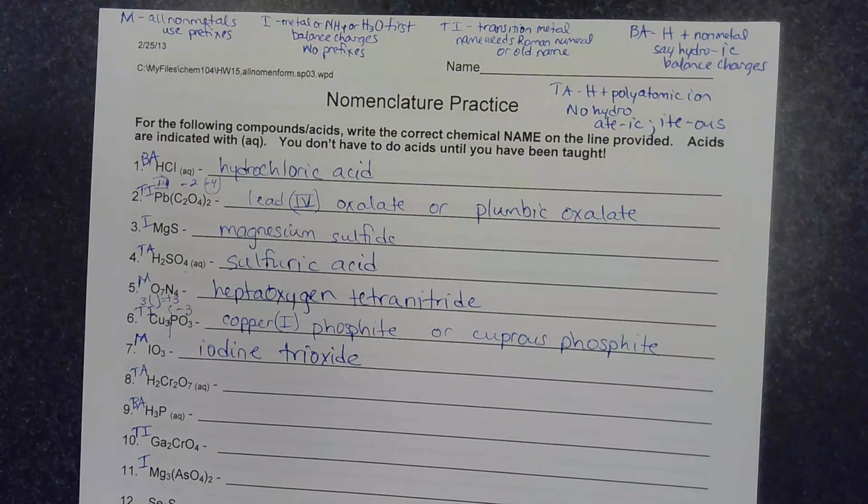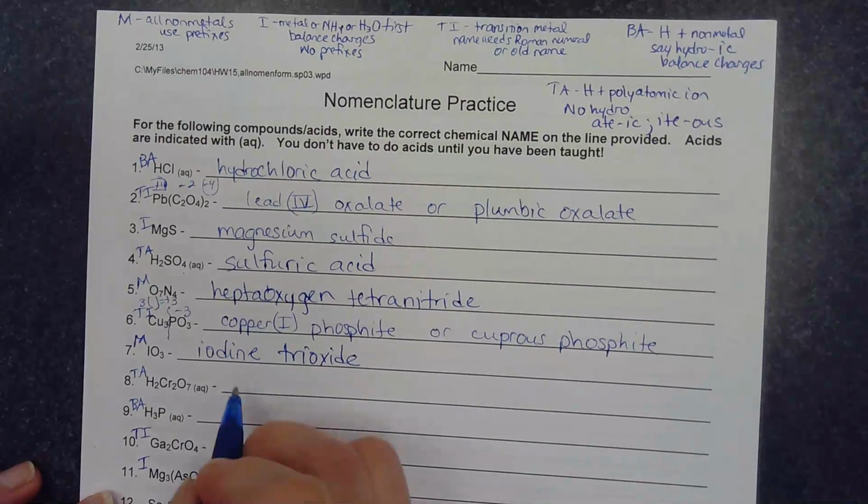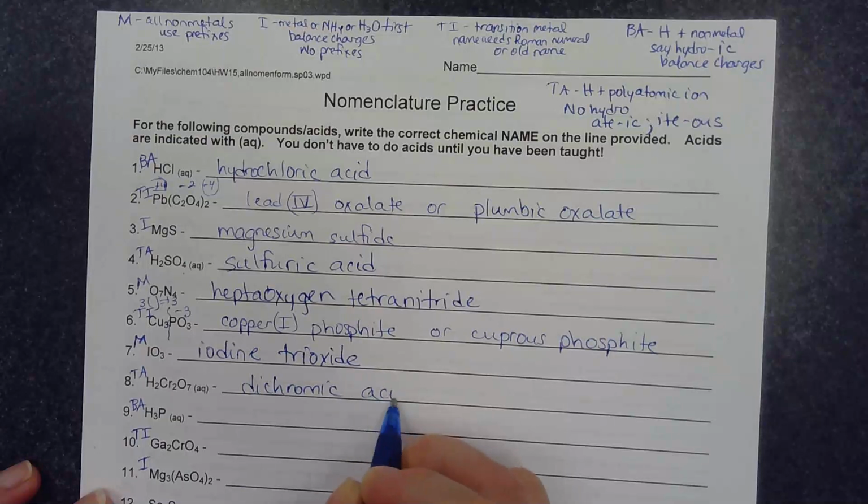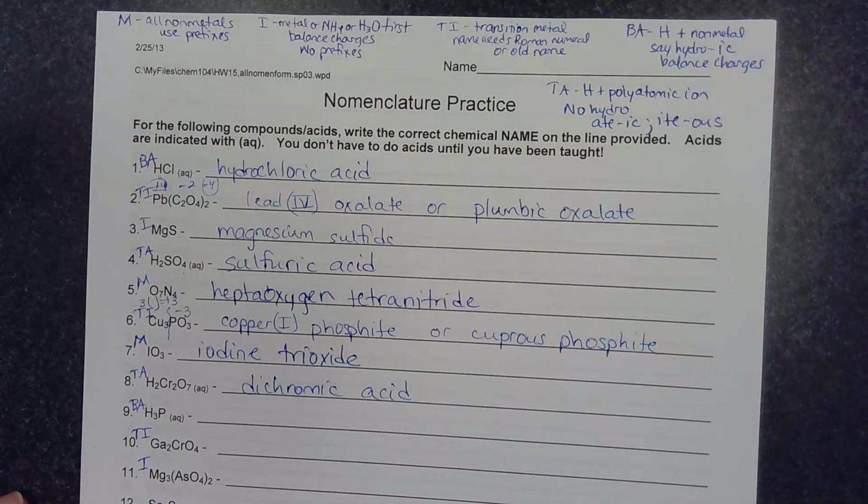All right, the next one is a tertiary acid. We have hydrogen here. We don't say anything about hydrogen, do we? No, because it's tertiary. So instead, who is this polyatomic ion? Dichromate becomes who? Dichromic. And it's dichromic acid. Dichromic acid.